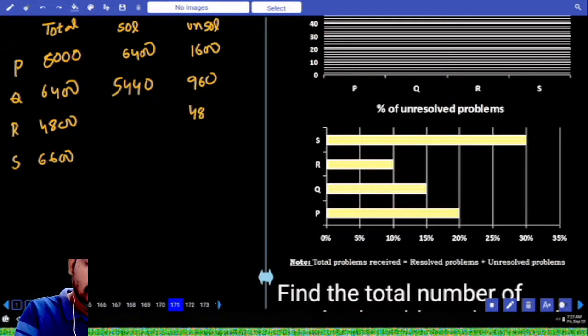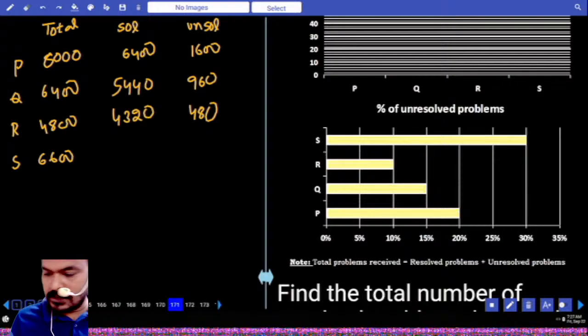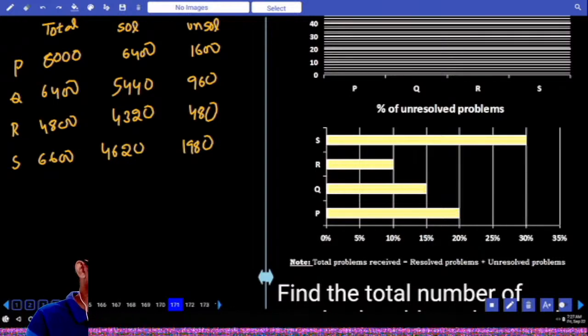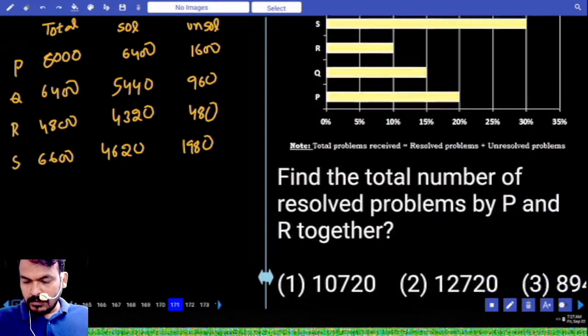Next, in R, 10%. 10% means 480. Remaining 4320. Next, 6,600. 30%. 30% means 1980. Remaining 70%. 70% means 4,200 plus 420, 4620. 4620.